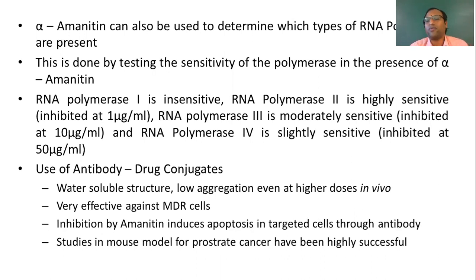So the use of antibody drug conjugates. In some cases we have seen that the antibody and the drug, both the things have to be given simultaneously, like immunoglobulins along with the drug has to be given. So then only it will work. So in those cases, what is happening is this amanitin which is there.